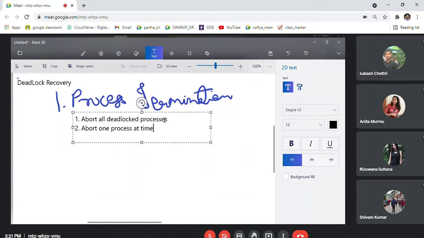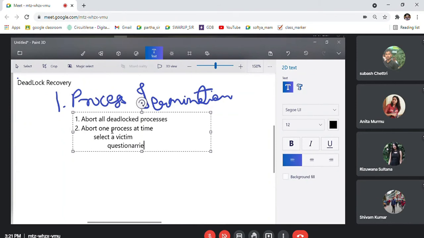But in this case, what are we doing? We have to select a victim. You'll have to select which process is going to be closed first. Selecting a victim poses a series of questions. For example, what is the priority of that process? On what basis will you close that process? How long has the process computed, and how much longer will it compute?